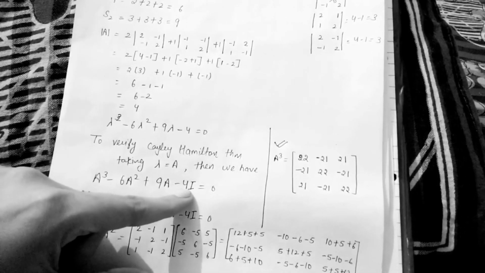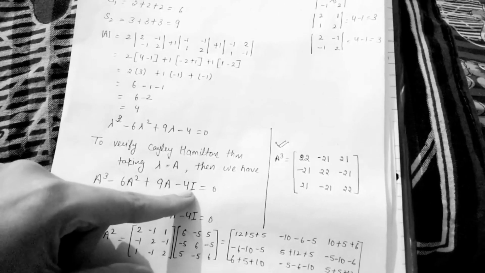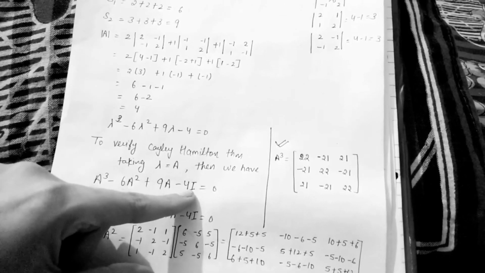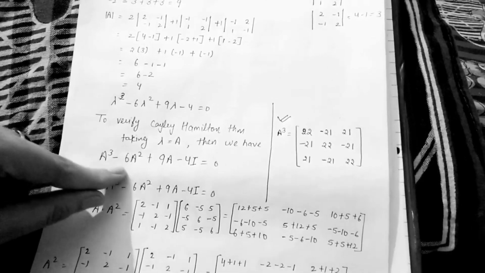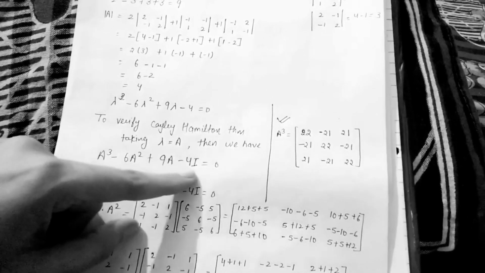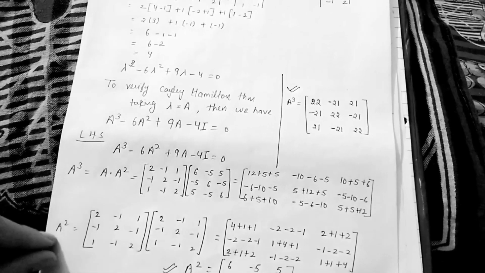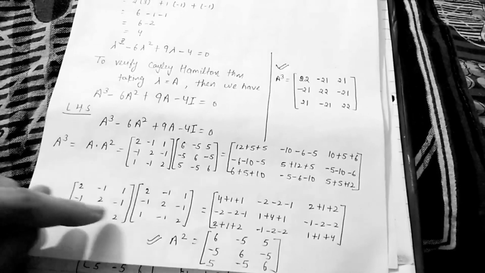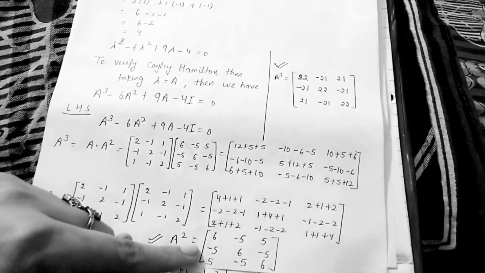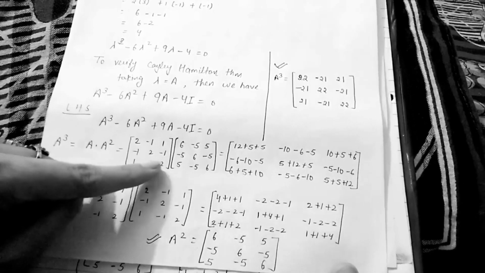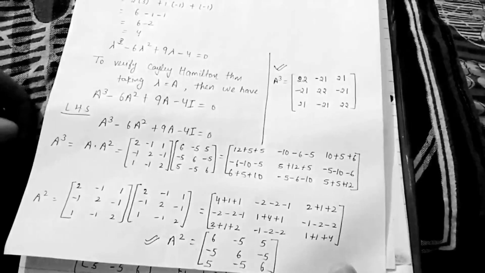If I write here 4, that is not a matrix, so I have to multiply I with it to make it matrix form, right? So again I'm putting the value of A cube minus 6A square minus 9A minus 4I, and I have to prove the left hand side is equal to the right hand side, right? First of all I have to find A cube. For A cube I have to find A into A square. I have to find the value of A square. Then I put the value of A into A, and multiplying this I get A square equal to this. Putting the value of A and A square, I get the value of A cube, right?